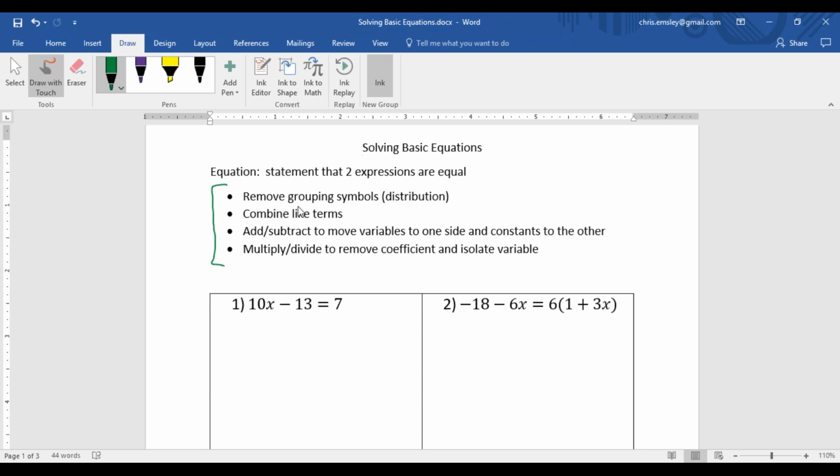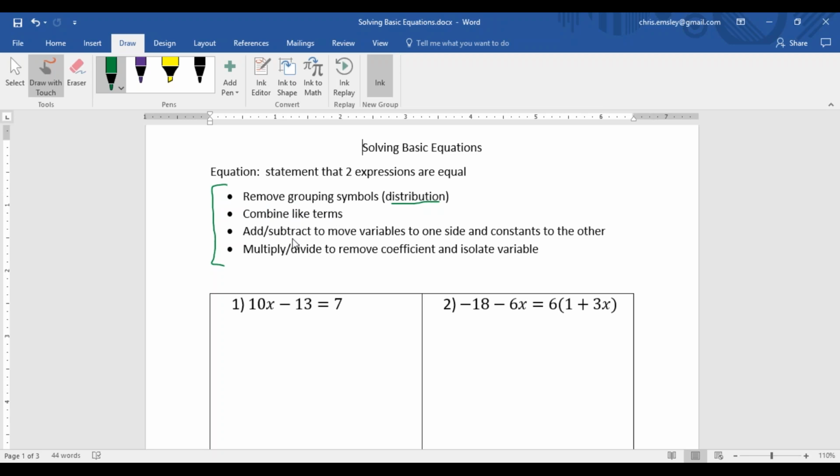The first, if you have any, remove grouping symbols. That means get rid of any parentheses, and we usually do that by using distribution. Next up, you want to combine any like terms, and that's before we start moving stuff around. And then our third step, add or subtract to move variables to one side and constants to the other.